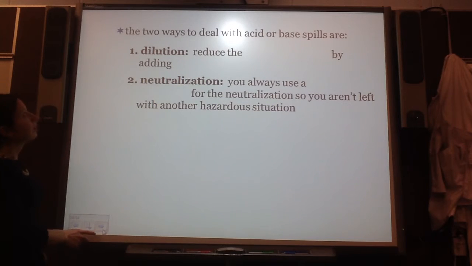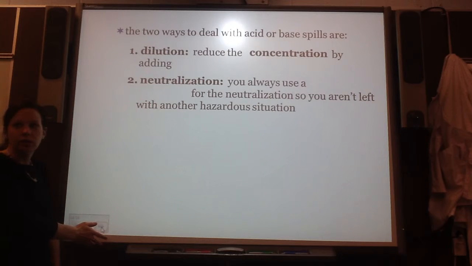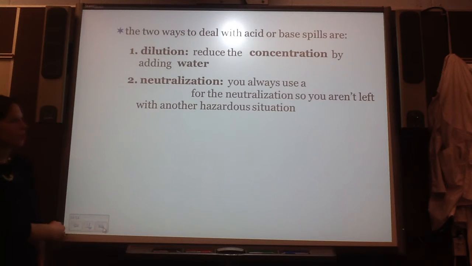Okay, so two ways to deal with an acid or a base spill. If you have an acid that's spilled, how do you deal with it? Dilute it, so reduce the concentration by adding, what do you add to a dilution? Water. Or you can neutralize it.